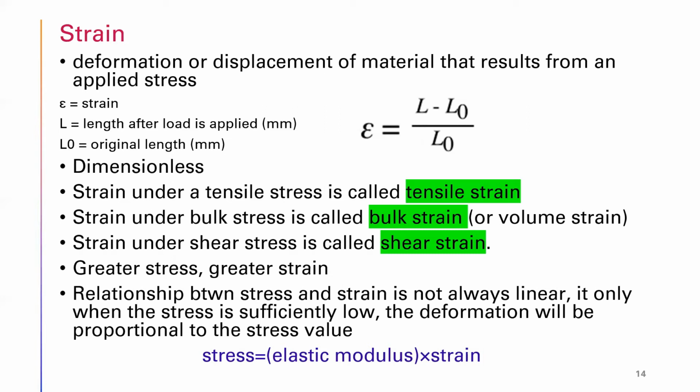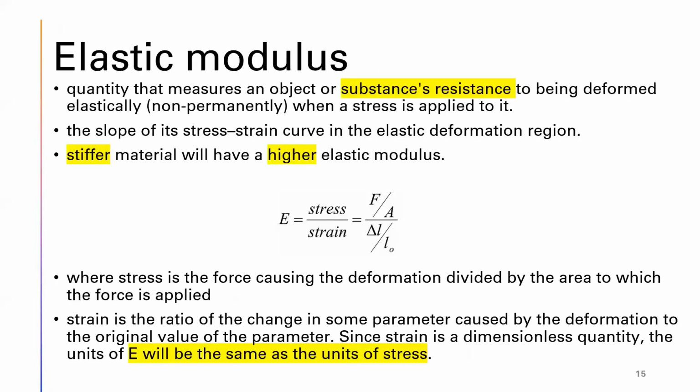The stress-strain graph is a straight line where the gradient is equal to the elastic modulus. I will explain more about elastic modulus in the next slide. Beyond this proportionality limit is the elastic limit, in which stress is not proportional to the strain anymore.